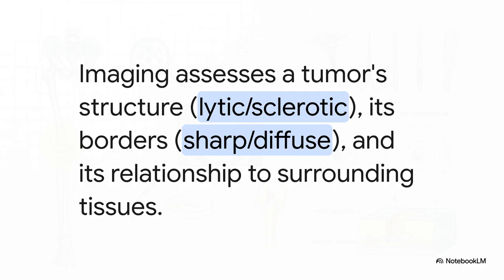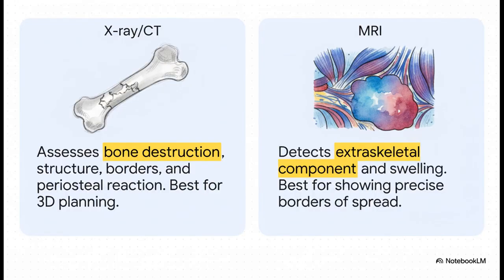What does it look like? Is it eating away at the bone? Is it lytic? Or is it building new bone, sclerotic? Are its borders clean and sharp, or are they messy and ill-defined? And crucially, where exactly is it sitting in relation to everything else? And this is where we see our main imaging tools really shine in their own ways.